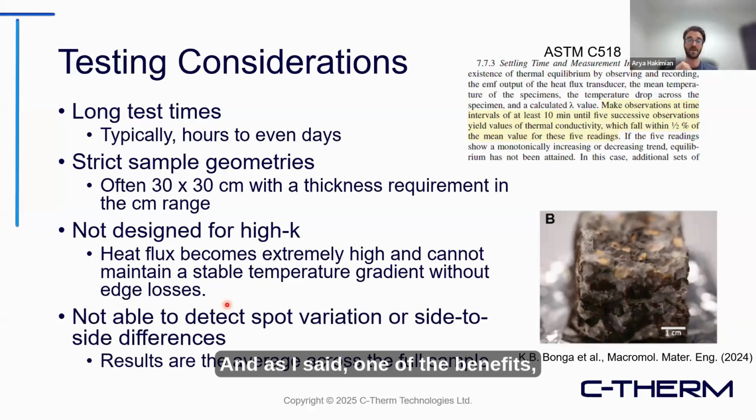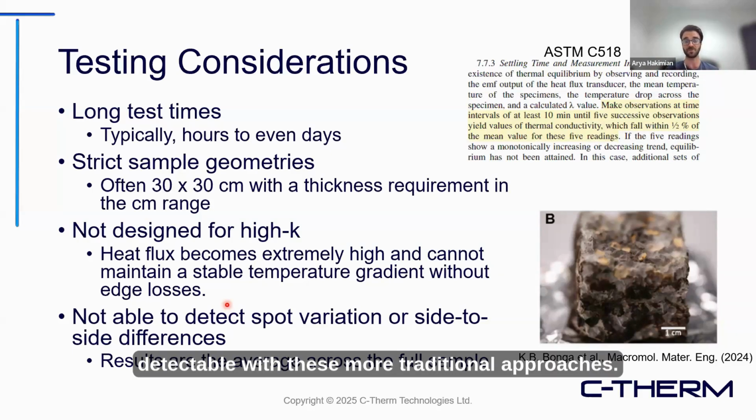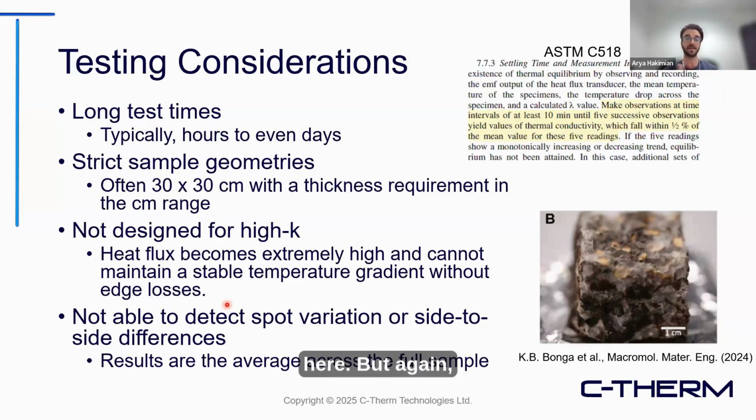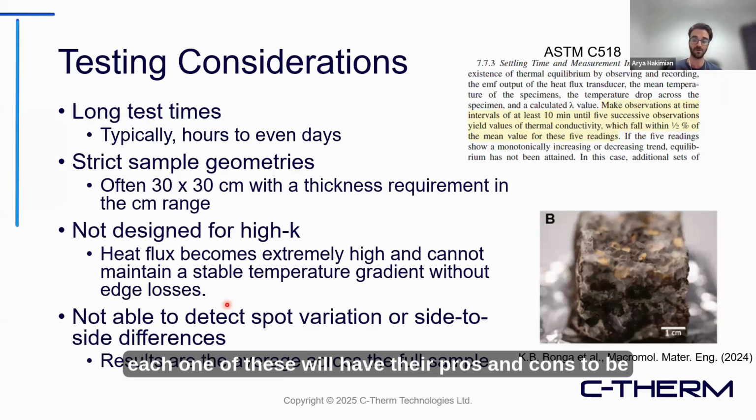And as I said, one of the benefits, of course, is measuring through the full thickness. While that in one context is quite advantageous, what you lose out in a device that measures across a larger area, kind of averages everything out, is if you're experiencing consistency issues. Again, maybe that's across the surface, from side to side. Those types of issues aren't really detectable with these more traditional approaches. We'll talk about how we can address those with some transient options here. But again, each one of these will have their pros and cons to be aware of.